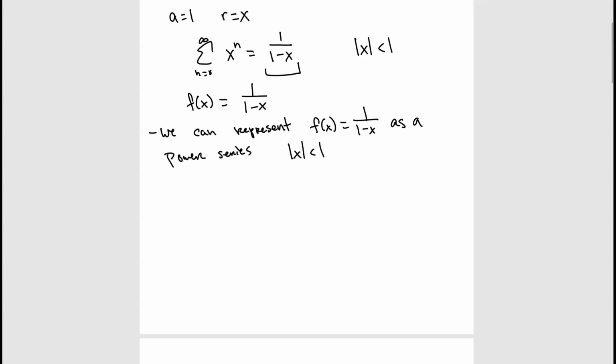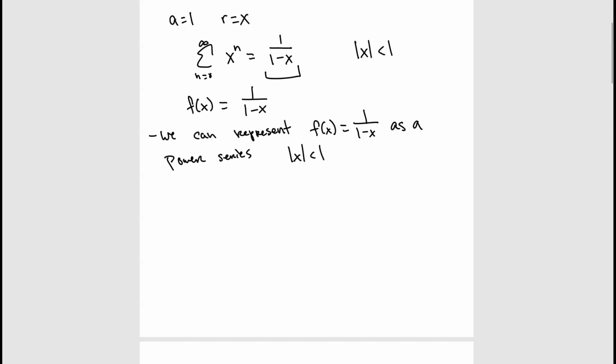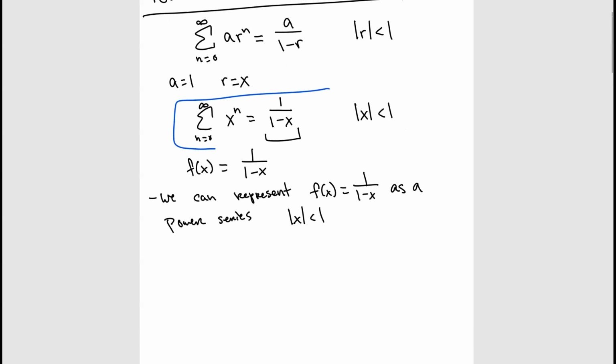Okay, so let's do a couple of examples, because this is going to be our key. So our key right here is that I can represent a function that has the form of 1 over 1 minus x as this power series.